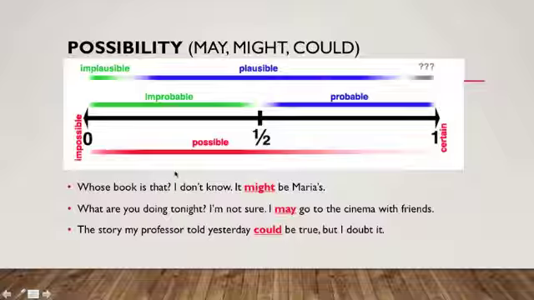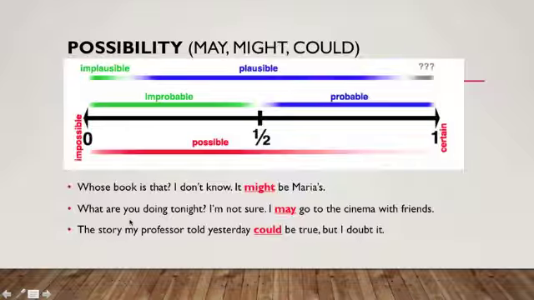possible. طب فبنستخدم may و might و could للpossibility الإمكانية أو الاحتمالية يعني may might و could. طب هناخد examples كده. Whose book is that? الكتاب ده بتاع مين؟ I don't know. It might be Maria's. قد يكون بتاع ماريا. ممكن يكون بتاع ماريا. أنا مش متأكد يعني بس ممكن يكون بتاع ماريا.